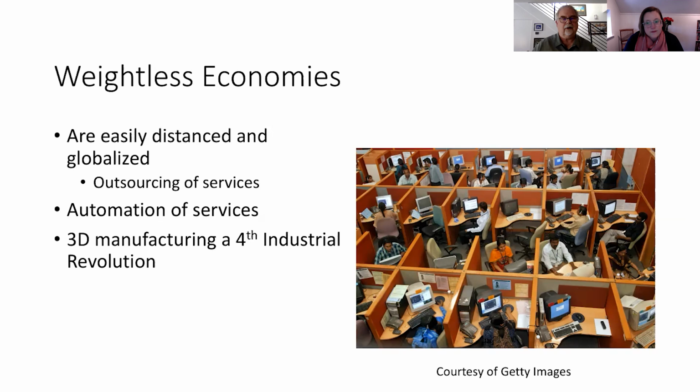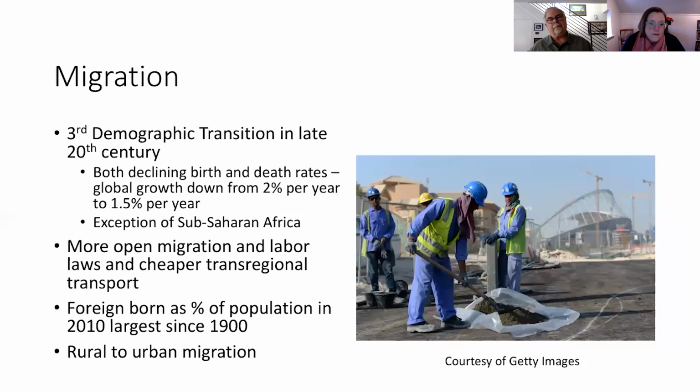And lastly, in terms of impacting globalization, remember one of our themes, migration, right? The late 20th century has witnessed another significant increase in global migration, not to the same extent as the late 19th century in percentage terms, but very large numbers nonetheless. It's associated with the third demographic transition of the late 20th century, where in fact we now see declining birth and death rates. Initially it was declining death rates, but now globally, with the exception of sub-Saharan Africa, this transition has meant that there's a global slowdown in the annual growth of the world's population. That said, right, there's more open migration and labor laws.